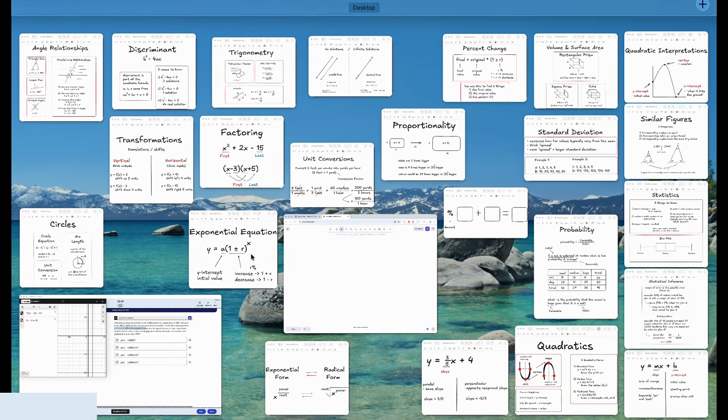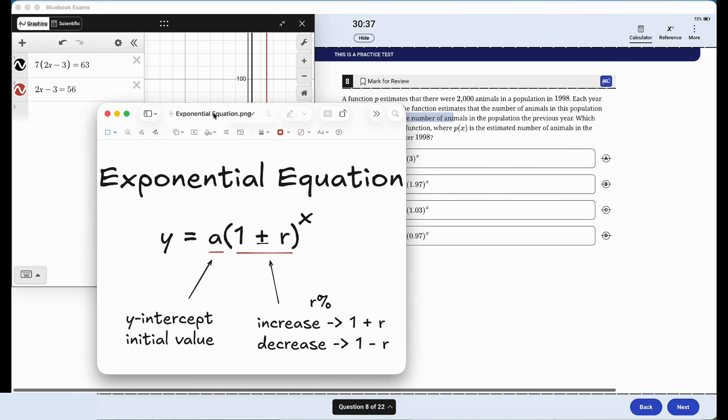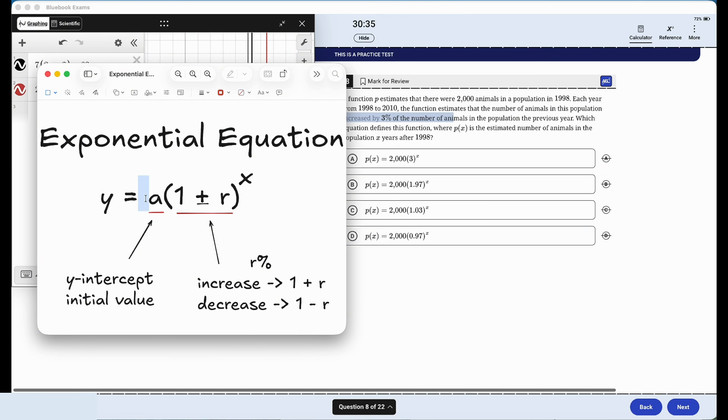So where's our exponential equation? Here it is. It has 2 pieces to it that you got to know. There's this number out front. That's the y-intercept. It's the initial value. That's why they all have 2,000. It started with 2,000 animals.